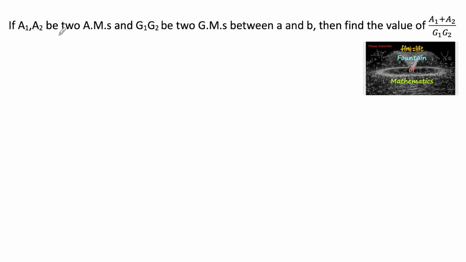If a1, a2 be two arithmetic means and g1, g2 be two geometric means between a and b, then find the value of (a1 plus a2) upon (g1 into g2).